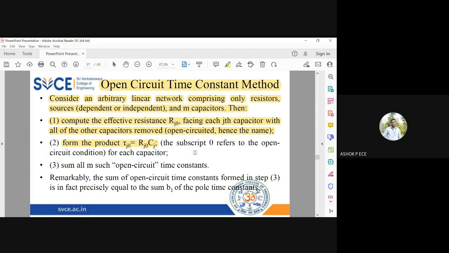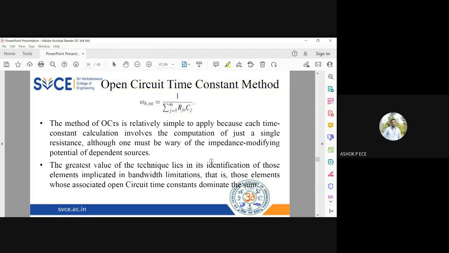Okay, so you sum all the open circuit time constants, and after summing all the time constants, you have to take the inverse. That will give you the estimate of your high frequency cutoff. So this method is going to be very, very simple.